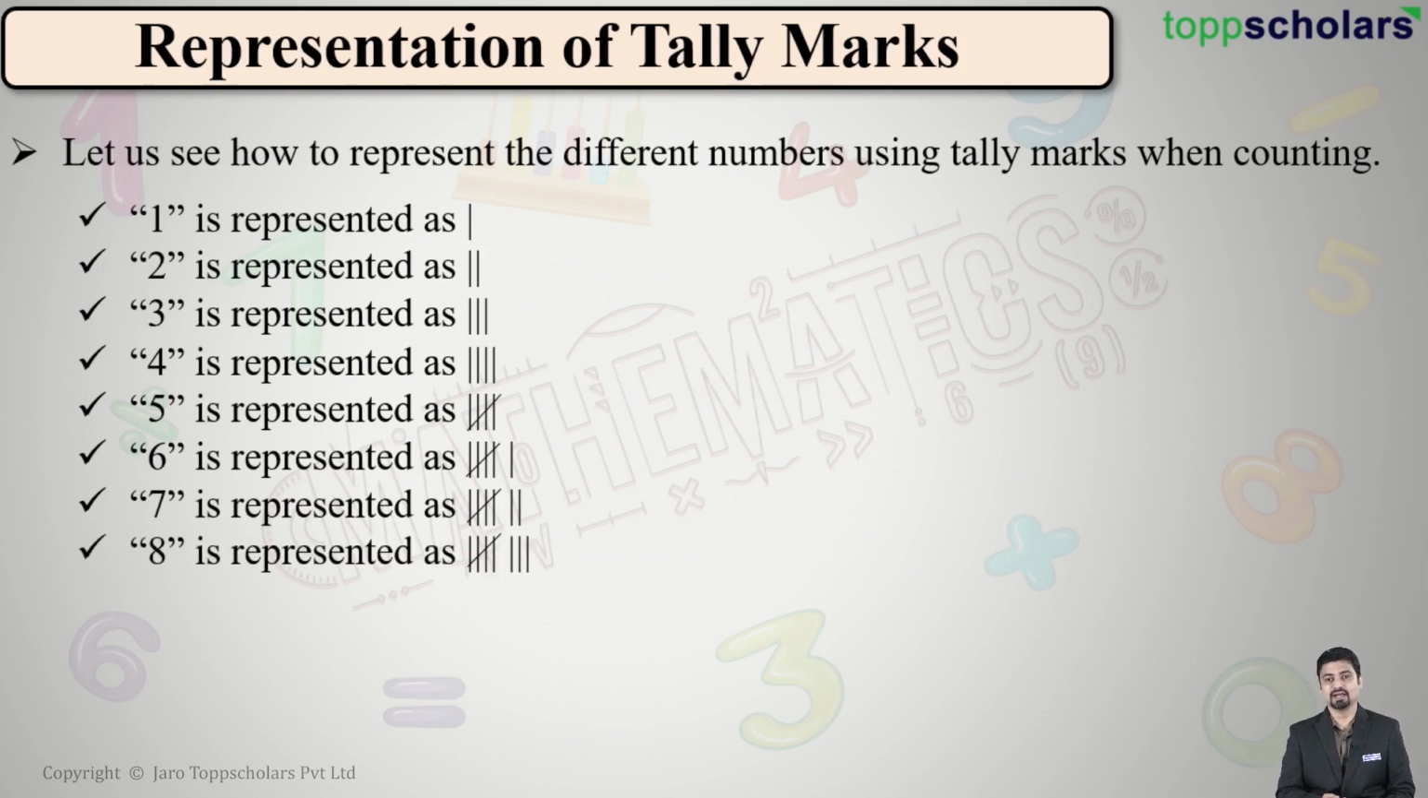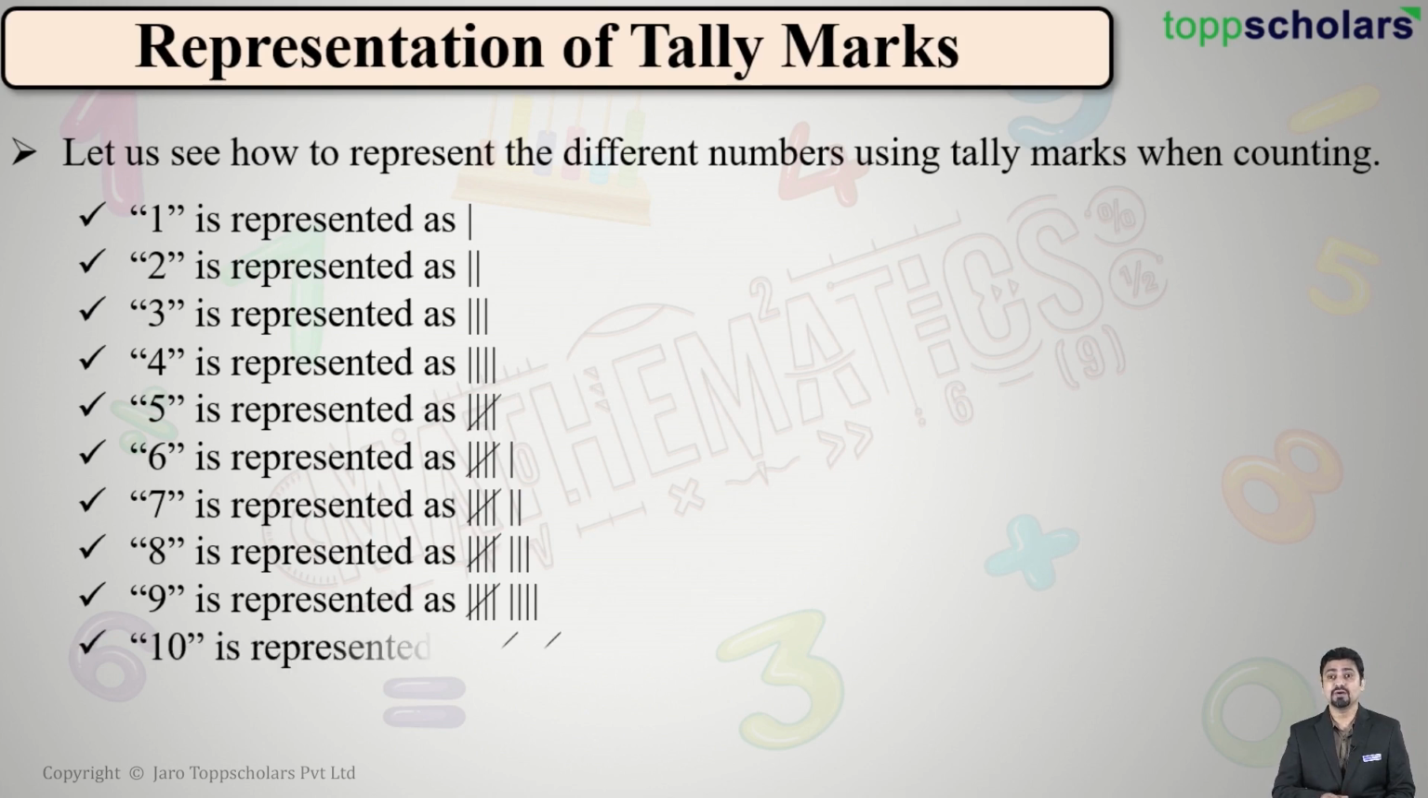For 8, again, a bundle of 5 lines with 3 more lines, 6, 7 and 8. For 9, again, a bundle of 5 lines, then 6, 7, 8, 9. How will we represent 10 in this manner? For 10, can I say it is 5 plus 5? So I can write a bundle of 5 lines twice like this.